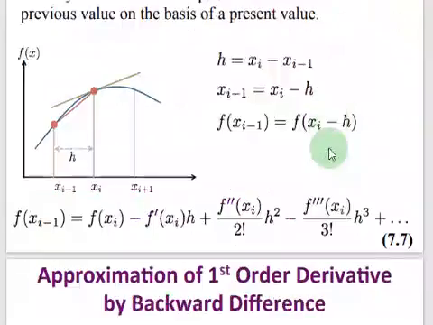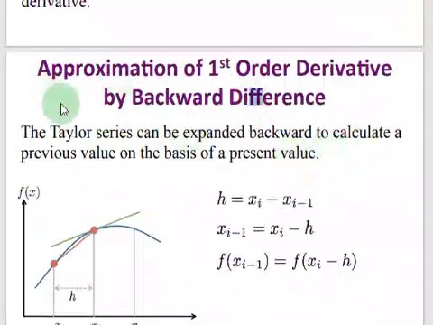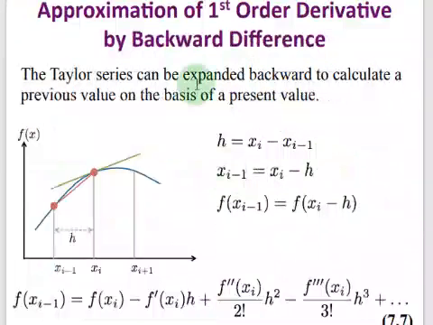So then what else have we discussed? The first order backward approximation. This is the backward approximation of the first order derivative. Now we consider the point behind. So xi minus 1 is a point behind xi. The length between these two is h. So h is defined as xi minus xi minus 1, right?